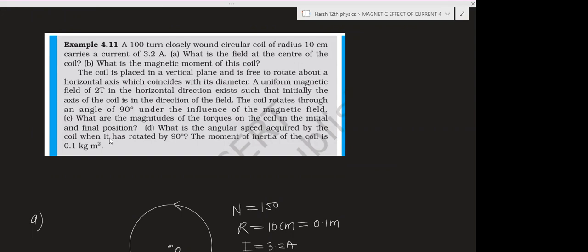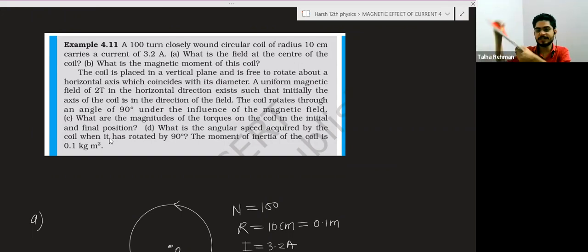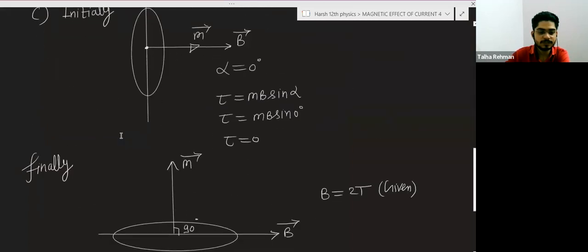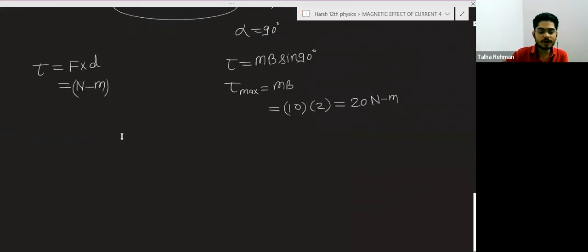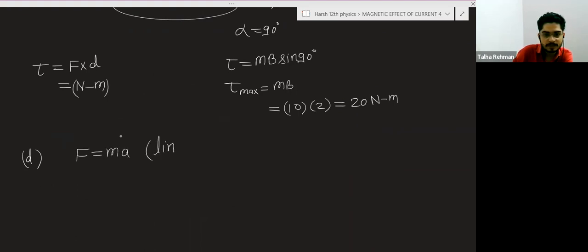This is the coil. Now you have rotated this coil 90 degrees. So what will be the angular speed of the coil? See this case. Here the coil is rotating. In linear motion, you have this formula: force is equal to mass into acceleration. But in rotational motion, you have torque is equal to moment of inertia into alpha.